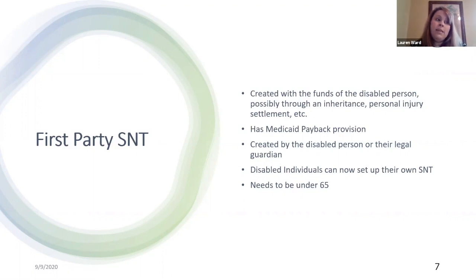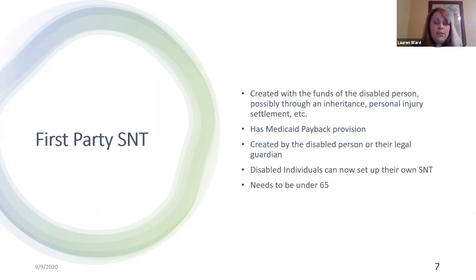So at that point, we can set up what's called this first party supplemental needs trust. But the downside of this is that Medicaid payback provision, because these are the funds of the individual that is disabled. They are going to get the Medicaid payback provision. And if it doesn't have that, then the trust will not be approved by Medicaid. And with first party supplemental needs trust, you always want to make sure you have the Medicaid trust office's approval on these trusts. They'll review it before it's executed for you.